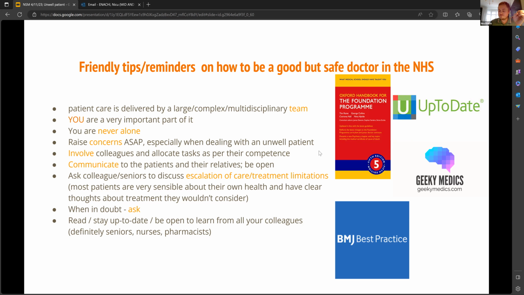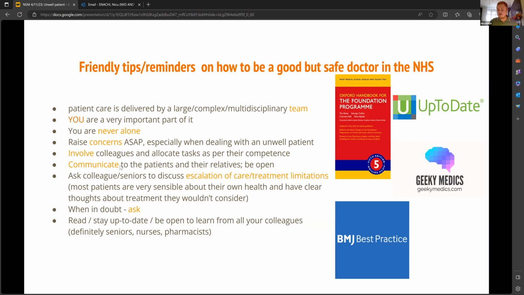So when you look after a patient, remember it is a team, but you are a very important part of it, and you are never alone, especially when you assess an unwell patient. Do raise your concerns as soon as you can. Do get your colleagues involved, whether that's your senior or people of your grade or nursing staff. Get them to do something to help you. Get notes, get drug charts, put the monitoring on, and so on.